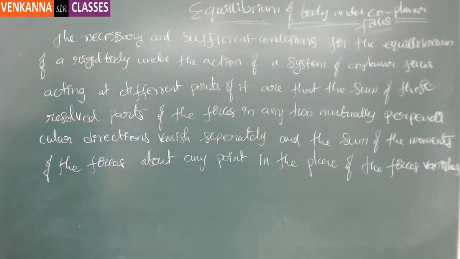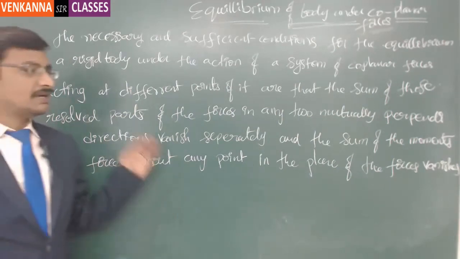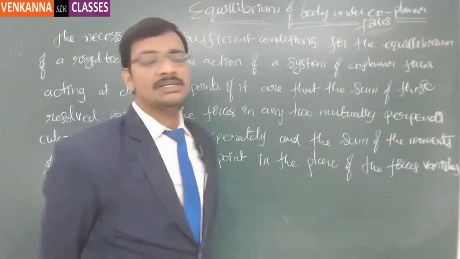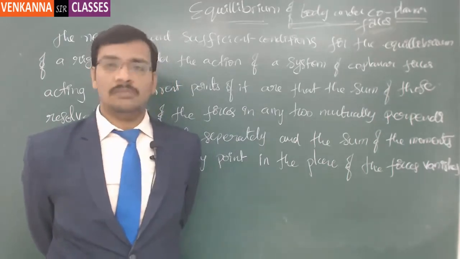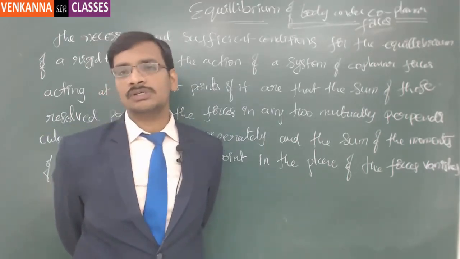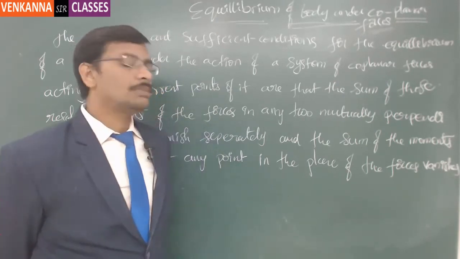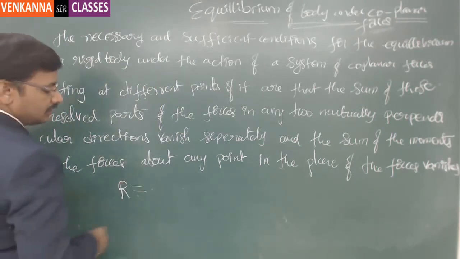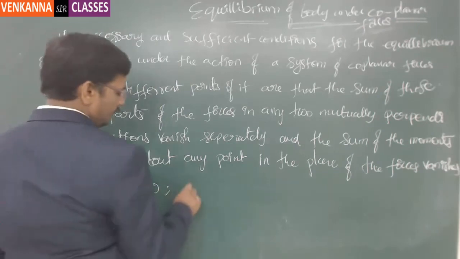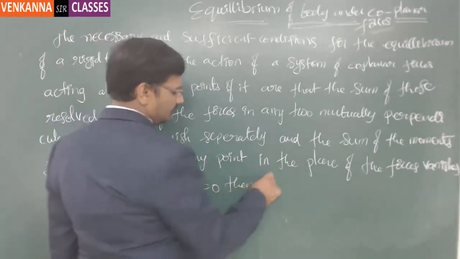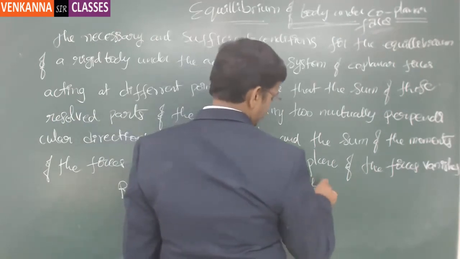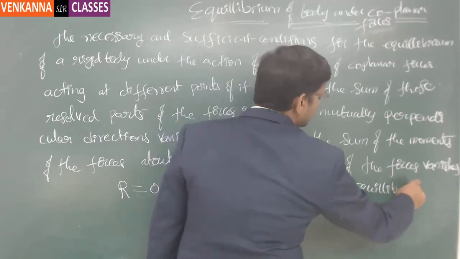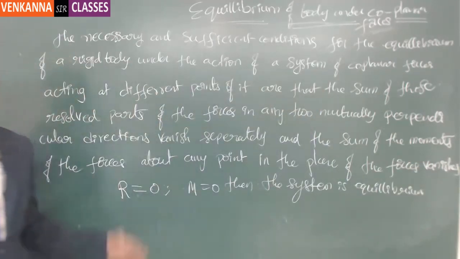Fine. So this is the statement of the necessary and sufficient condition for the equilibrium of a body in any case. It is a generalized statement, and it is valid whether there is a single force, two forces, three forces, or 100 different forces. To summarize, what it says is that R is 0 and M is also 0, then the system is in equilibrium. So this simple statement, with all the necessary conditions, is how it was stated.